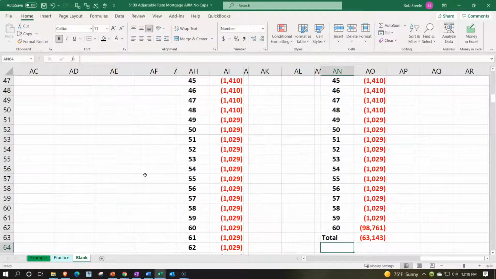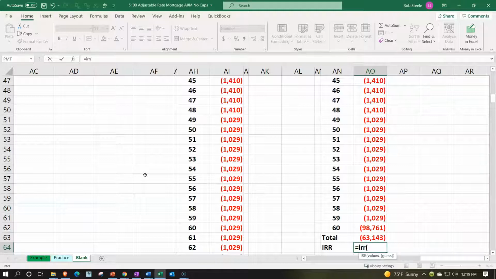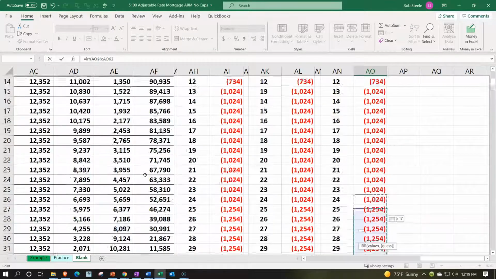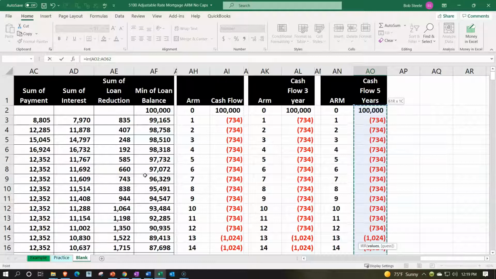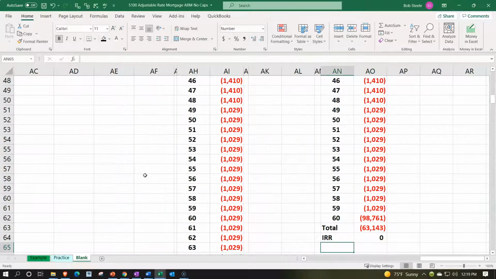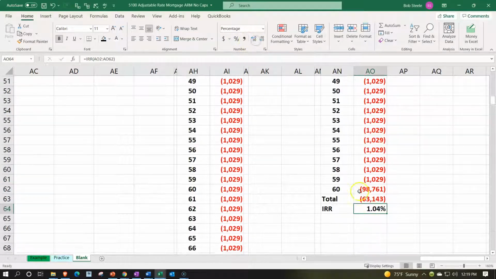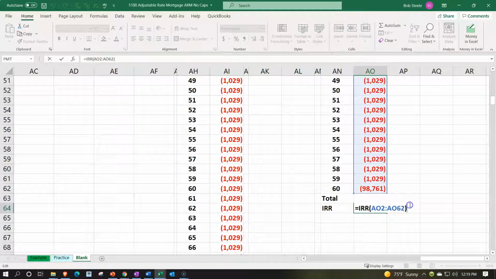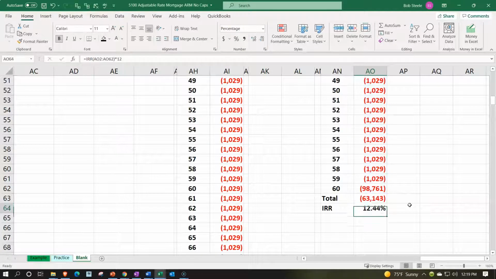Then we can take the IRR, the rate at which this series of payments would be 0, equals the IRR of these payments. This will be the monthly amount. Let's make that a percentage up top, adding a couple decimals. Double clicking on it, going to the end of it, multiplying times 12. So we got the 12.44%.